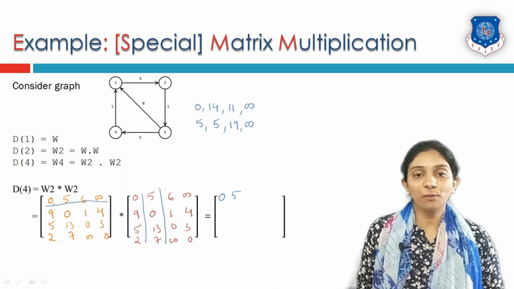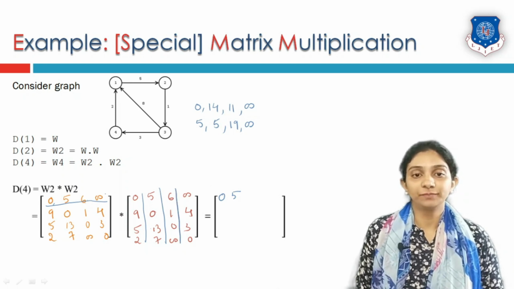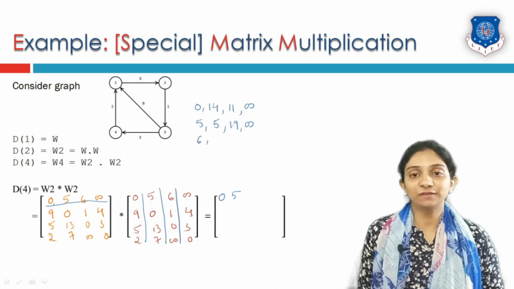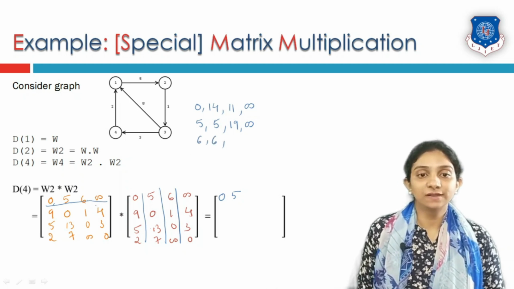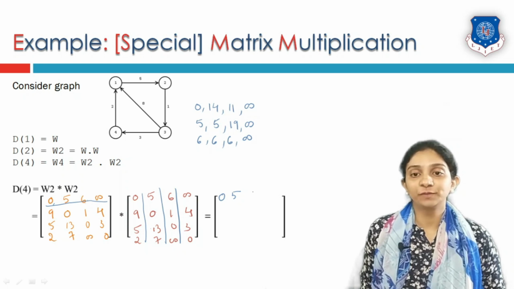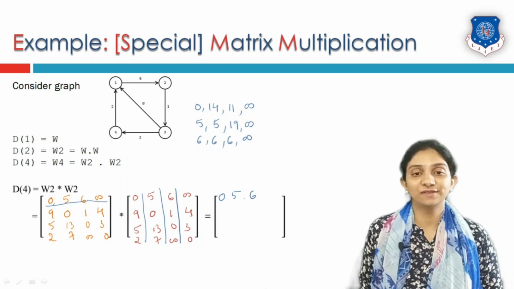Now consider row 1 with column 3. So 0 plus 6 is equal to 6, 5 plus 1 is equal to 6, 6 plus 0 is equal to 6 and infinity plus infinity is infinity. So minimum value here is 6.